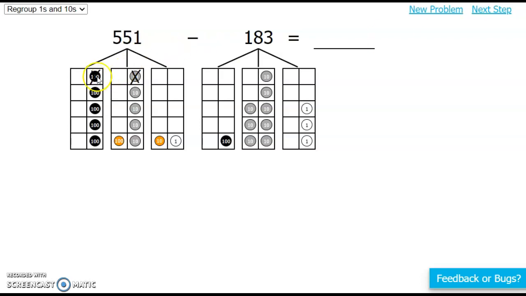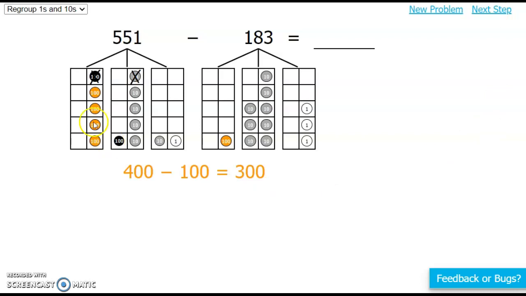So that 100 comes down here. So I have 140. The 10 moves over here. So instead of just 1, I have 10 and 1. I have 11. That's enough now. I can take some off. So now I'm ready to subtract. So what's left is 400. I have 400 minus 100. When I take that off, I get 300.